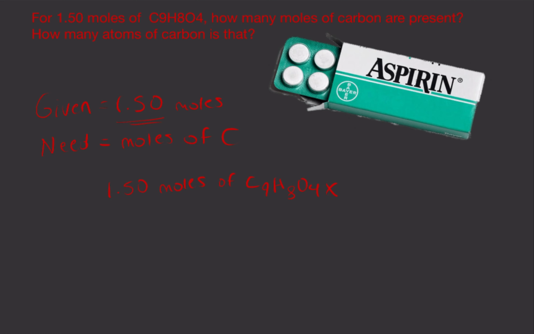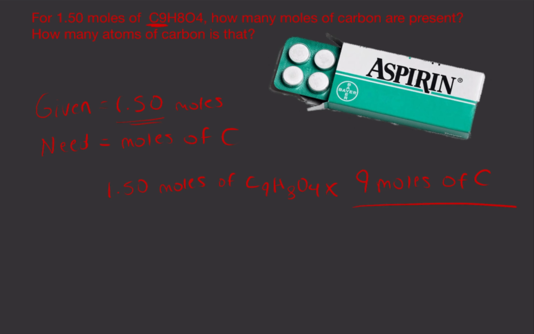We need the moles of carbon, correct? We want to figure out how many moles of carbon are present. How many carbons are in this? We have 9. C9, right? So there's 9 carbon atoms. So what we'll do is times it by 9 moles of carbon. We'll go at the bottom. We're trying to cancel out this moles.